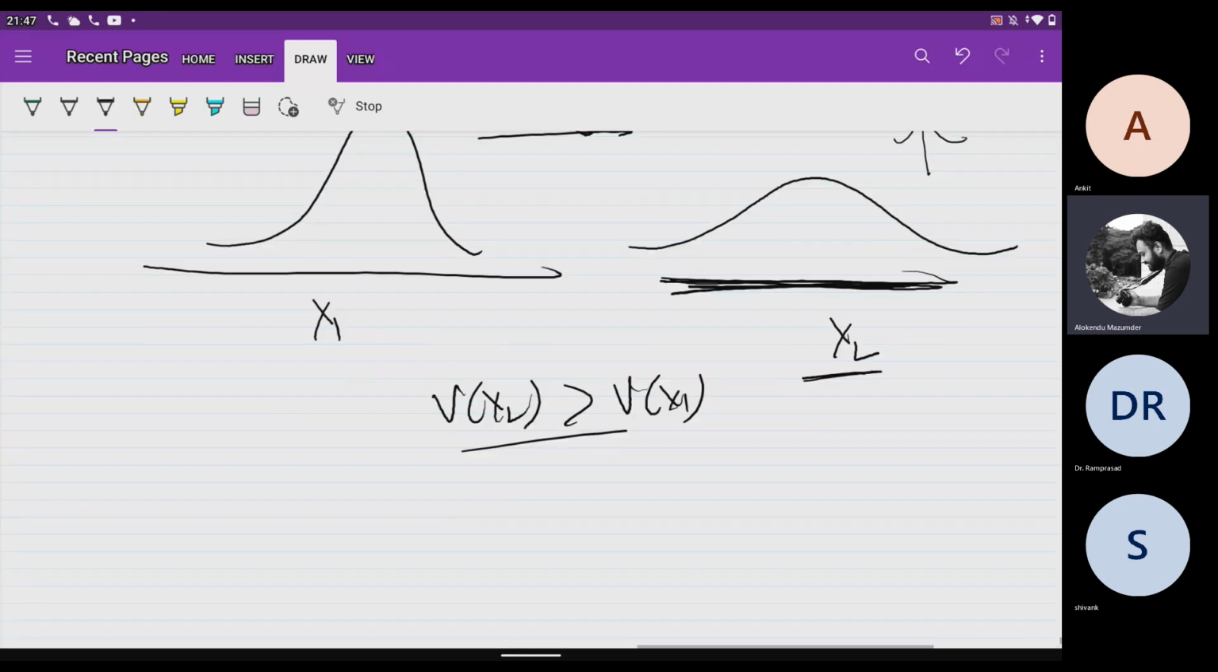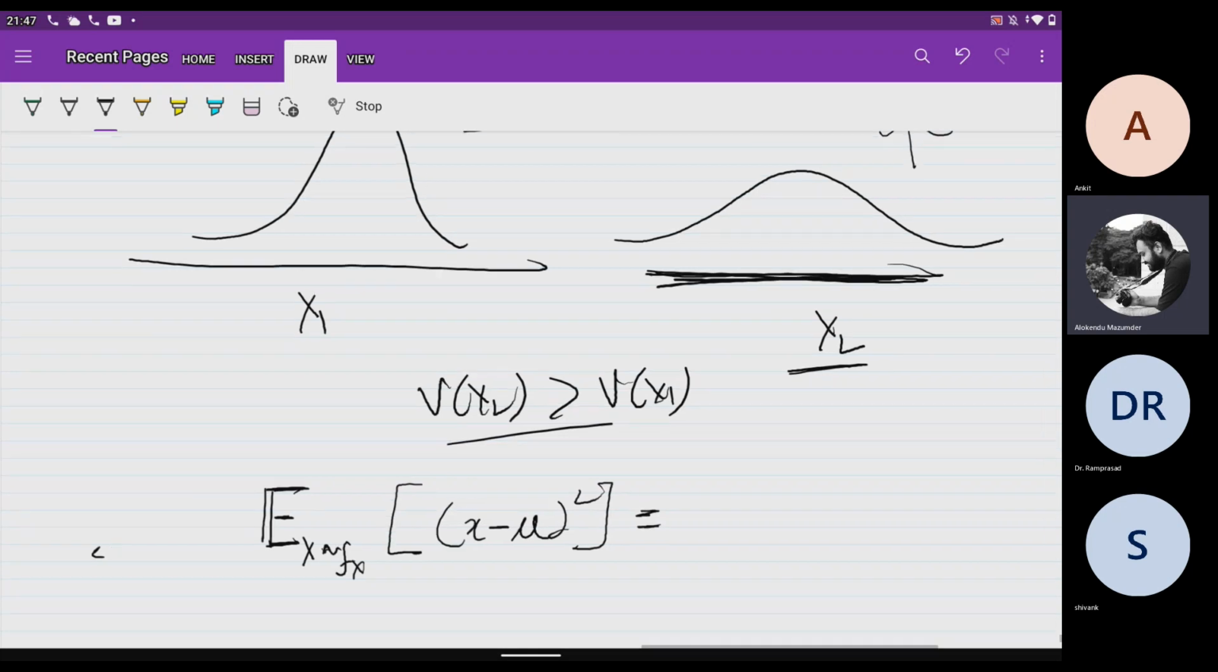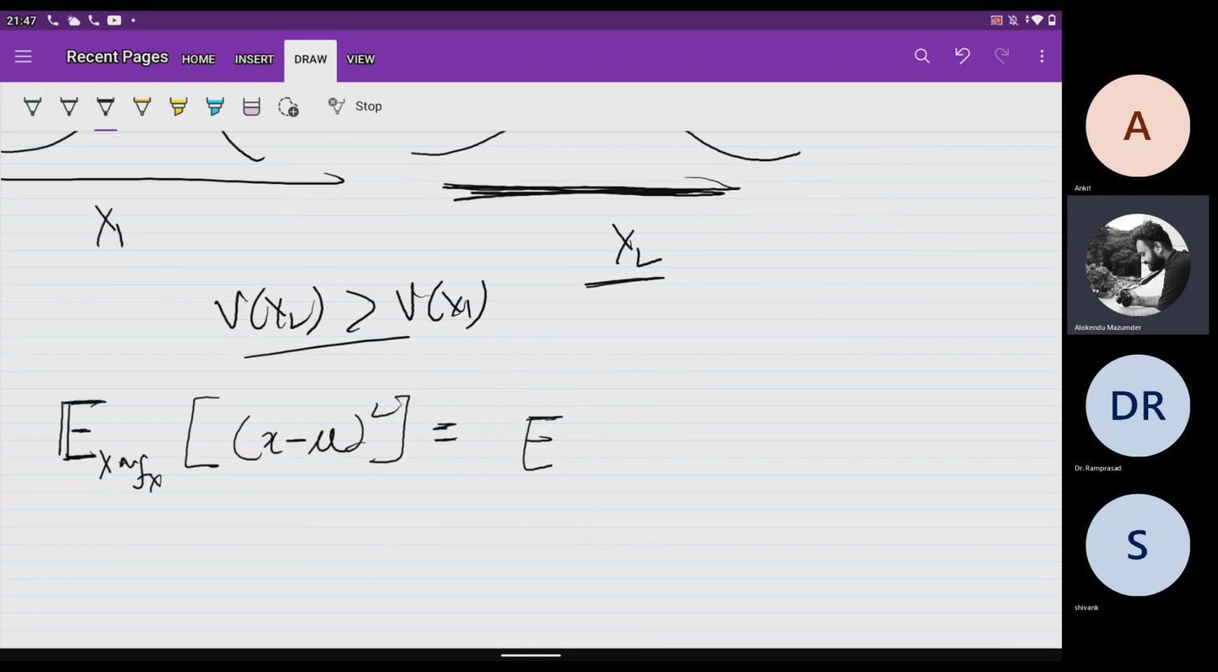Okay. So variance is defined as the expectation of (x minus mu) whole square. Mu means mean. So for any general random variable, it is defined as the expectation of (x minus expectation of x) whole square.